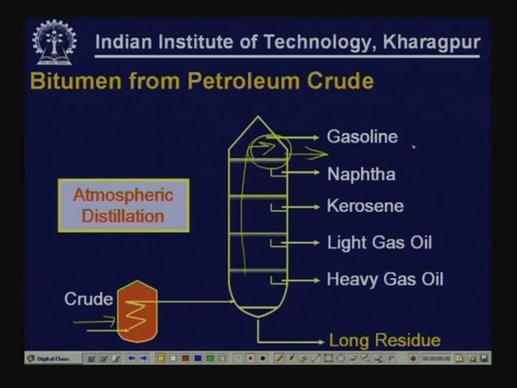So, obviously, the material having lower boiling points is collected at the top: gasoline, which we call petrol, then naphtha, kerosene, light gas oil, heavy gas oil, and what is going to be remaining at the bottom is the long residue. Possibly in terms of commercial value, all these materials may be of much greater importance compared to what is available at the bottom as long residue.